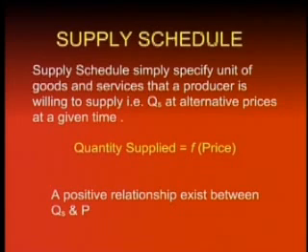Now, a supply schedule simply specifies the units of a good or service that a producer is willing to supply, that is QS, at alternative prices P over any given period of time. So it can be written as QS is equal to F of P, where F is a function of P. The graphic presentation of a supply schedule is a supply curve. The supply curve normally has a positive upward slope, indicating that the producer must receive a higher price for increased output because of the principle of increasing costs. A market supply curve is derived from each producer's supply curve by summing the units each producer is willing to supply at alternative prices.